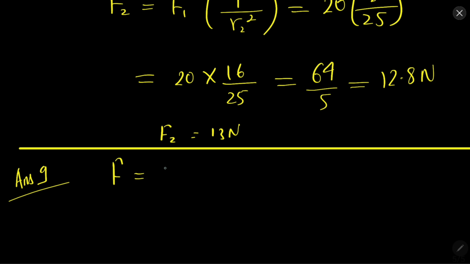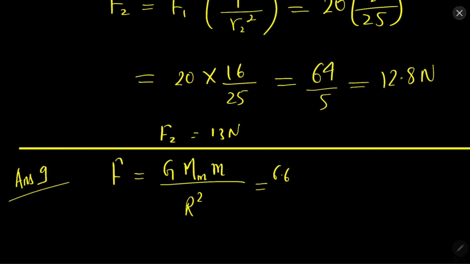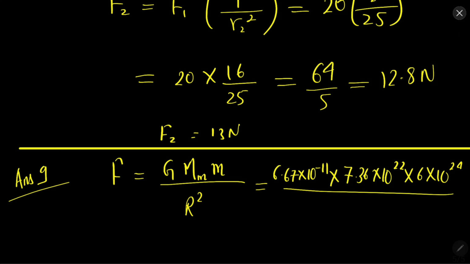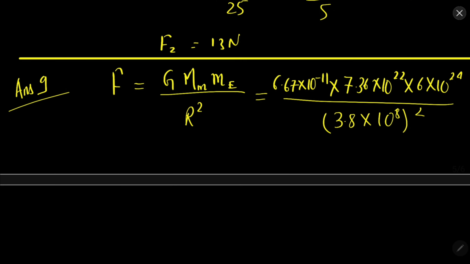So first of all we know that the force of gravity is equal to G into mass of the celestial body, okay? It can be earth, it can be moon. So let's say for moon, m is the mass of the body, so 6.67 into 10 to the power minus 11. Mass of moon is 7.36 into 10 to the power 22 kg into 6 into 10 to the power 24. This is the mass of earth. Then 3.8 into 10 to the power 8 whole square. Distance between earth and moon.